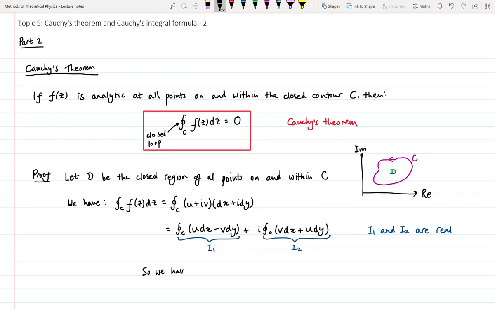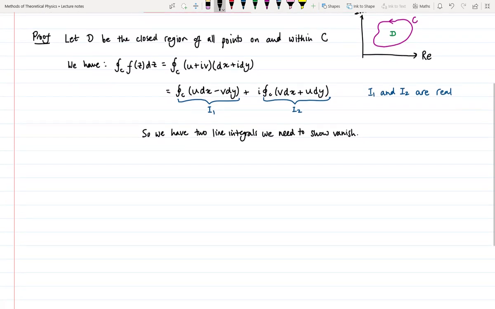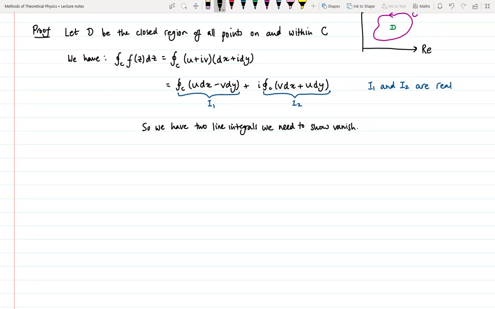So we have two line integrals we need to show vanish. To show that something equals 0, we need both its real and imaginary parts to be 0. We're going to do this using Stokes' theorem. Recall Stokes' theorem. Which is this. It's the integral around C of f dot ds.